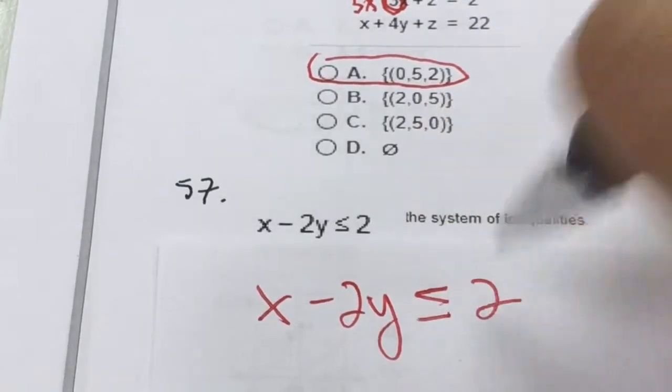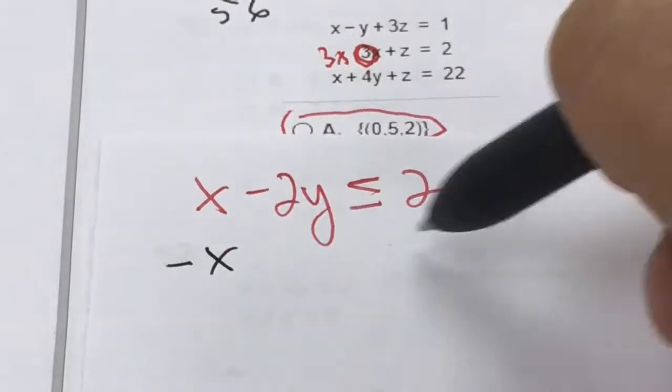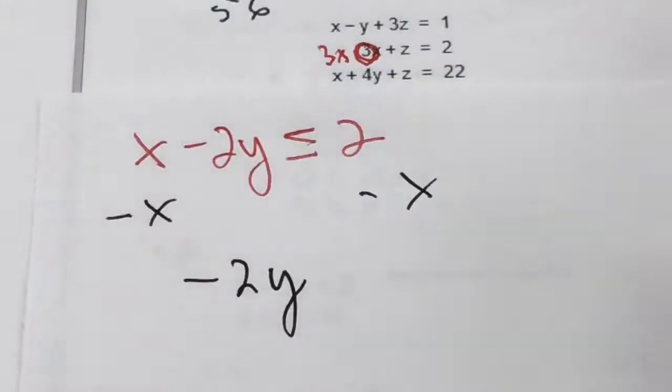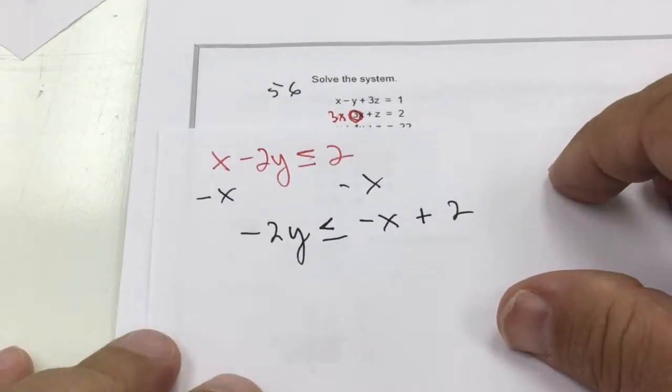I'm asked to graph the system of inequalities. So the first one I have is x minus 2y is less than or equal to 2. I'm going to solve that for y. So here we go. I'm going to subtract x from both sides. That's going to give me negative 2y is less than or equal to negative x plus 2. I'm going to divide everything by negative 2.